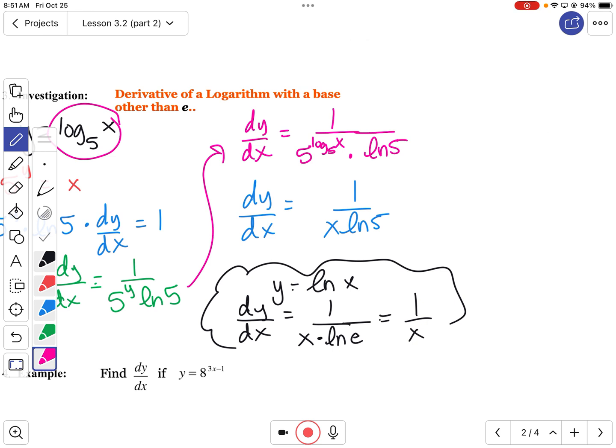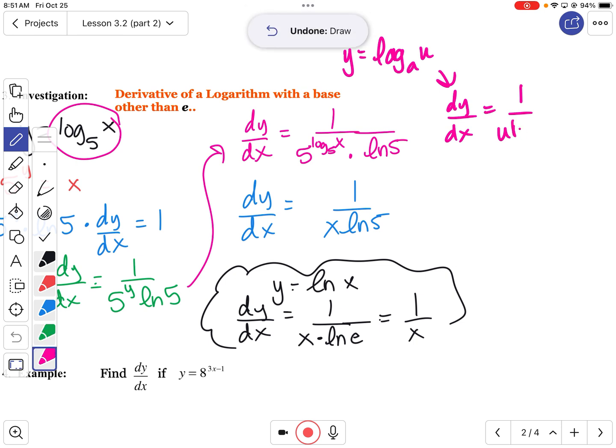All right. So if y is equal to log base a of u, then dy dx, I call this the ulna formula. I think you'll see why. 1 over u natural log of a times du dx. Okay. So log is ulna. 1 over u natural log of the base.